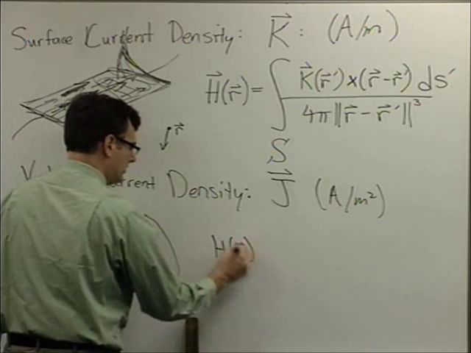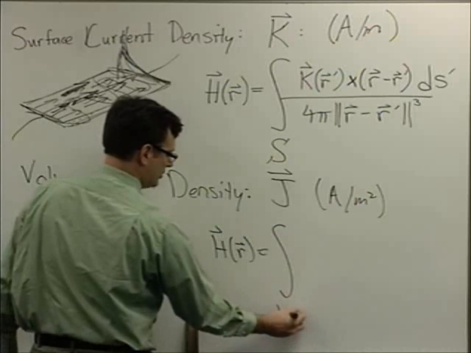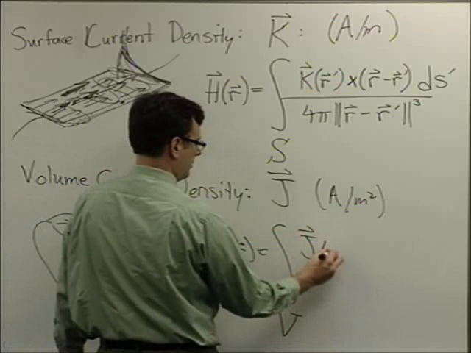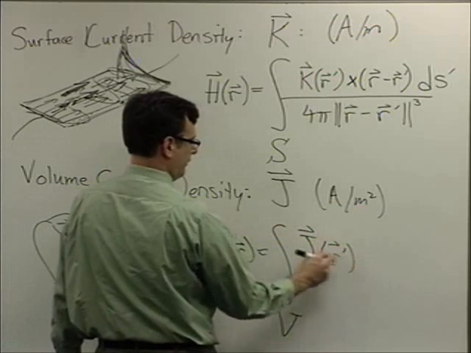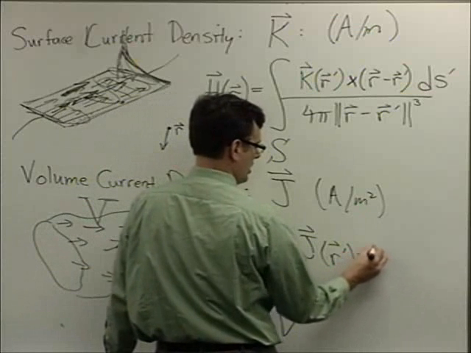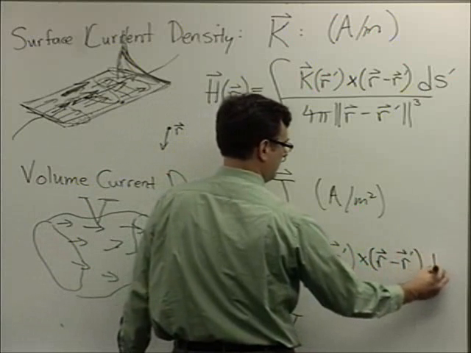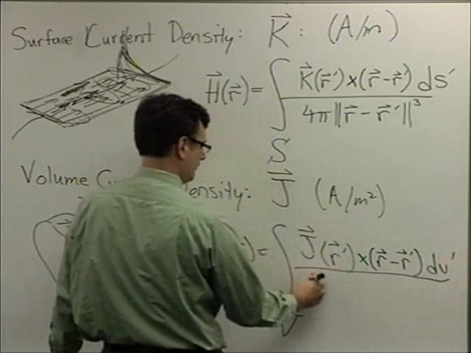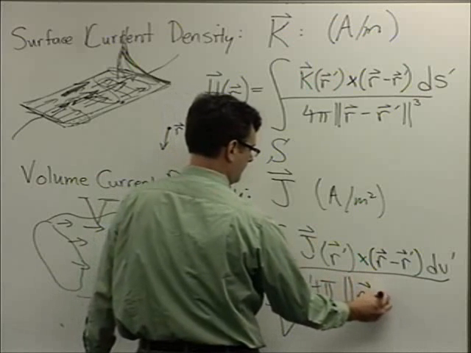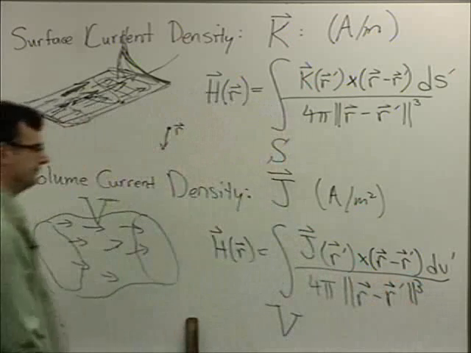Such that the final expression, the full generic expression, is integration over that volume of j as a function of r prime, crossed into r minus r prime, dv prime, divided by 4 pi, magnitude r minus r prime to the cubed power.